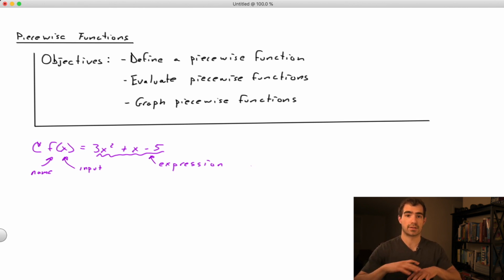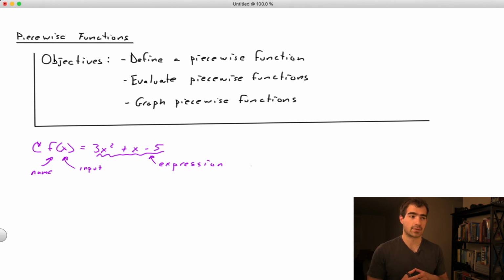Now, this covers a wide range of functions, but it's not all of them. It's not the whole story. There are functions that for certain values of x may require a certain expression, but for other values of x might require a different expression. And so for different parts of the domain, they might evaluate those inputs differently. These are called piecewise functions, and that's what we're going to look at in this video.